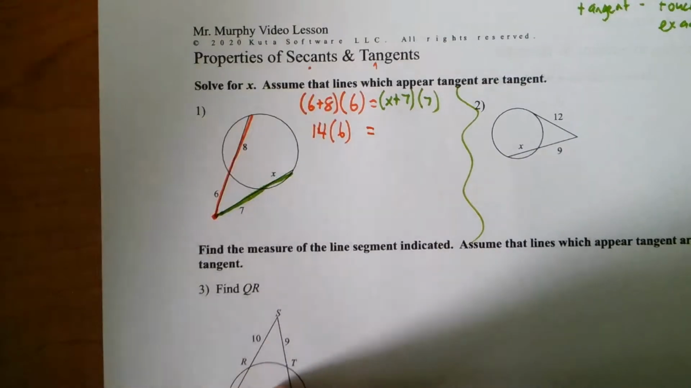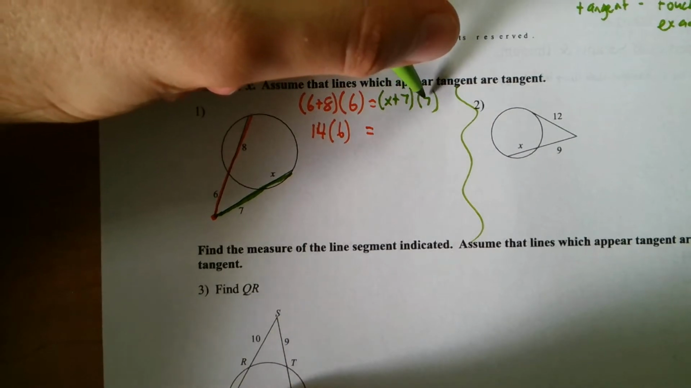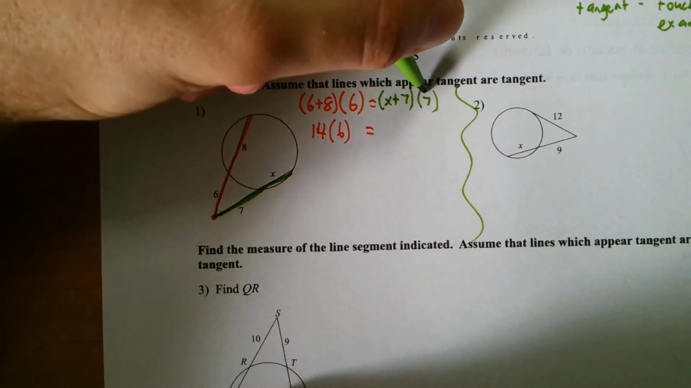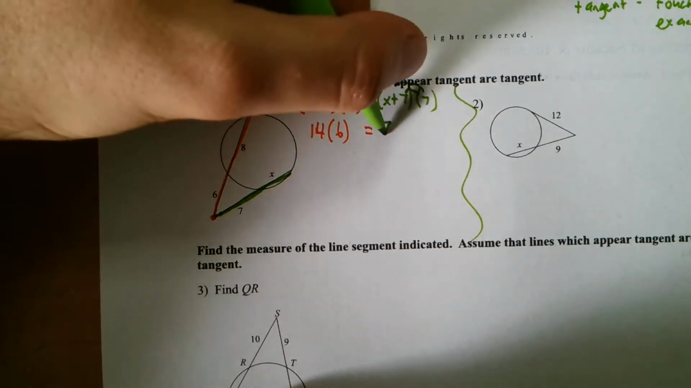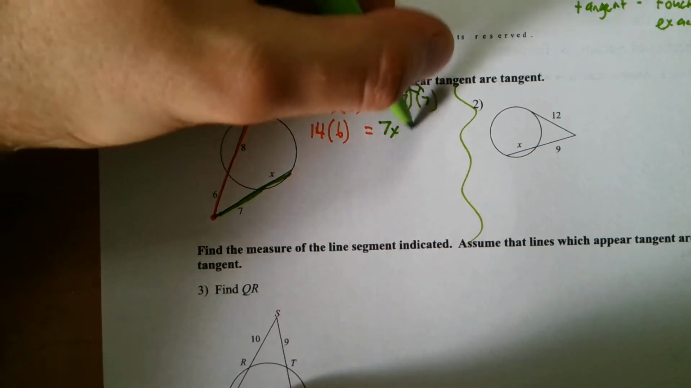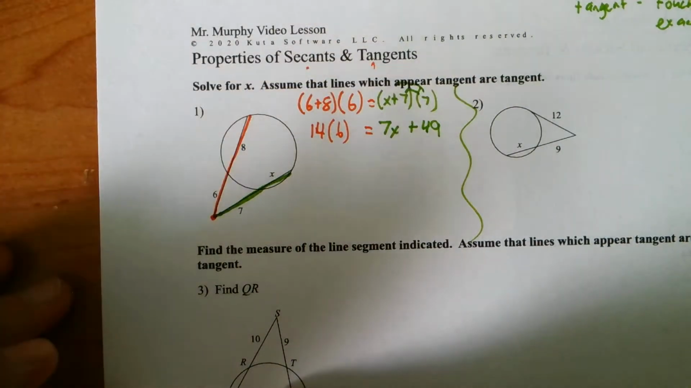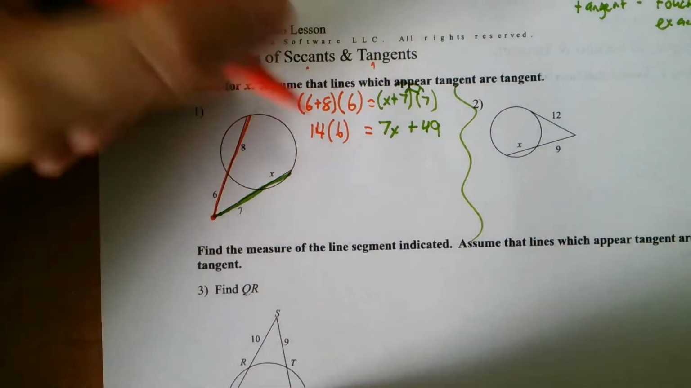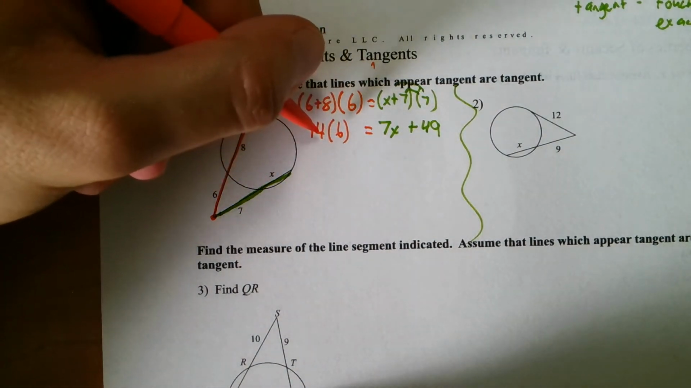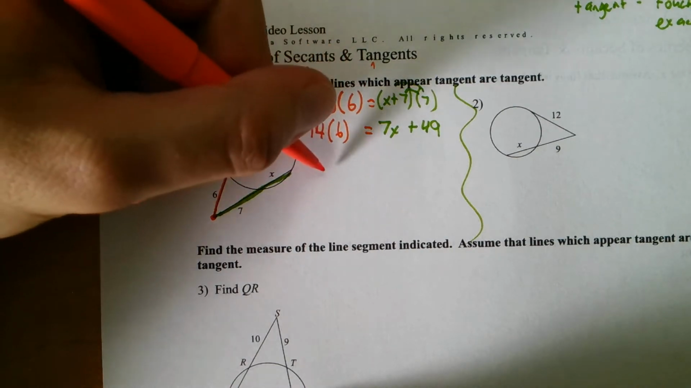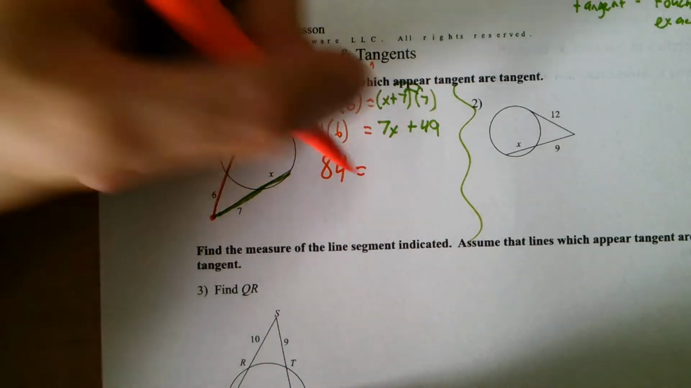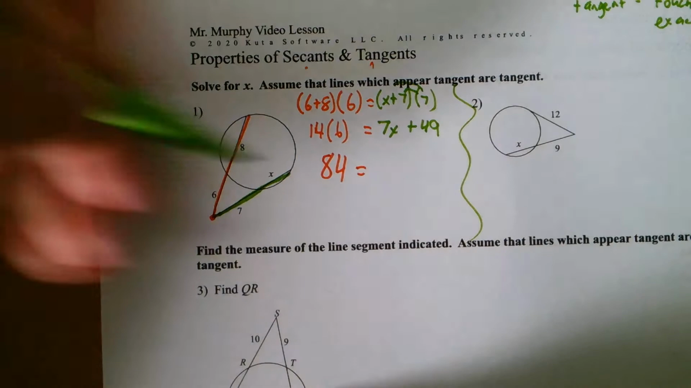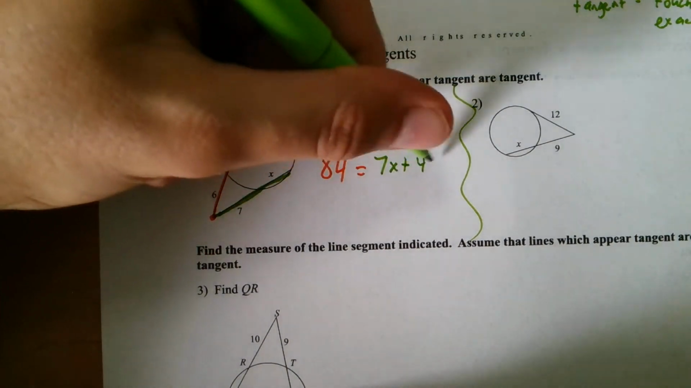But what I can do, since I'm multiplying that 7 into the parentheses, I can distribute. So 7 times x is 7x. 7 times 7 gives me plus 49, kind of like that. Alright, so 14 times 6, 6 times 10 is 60, 6 times 4 is 24, that works out to 84. And then on the right side I still have the 7x plus 49.